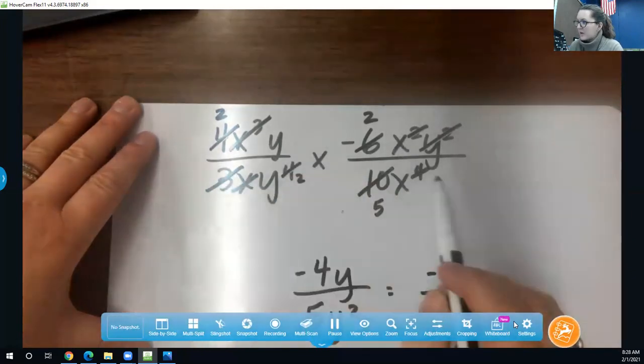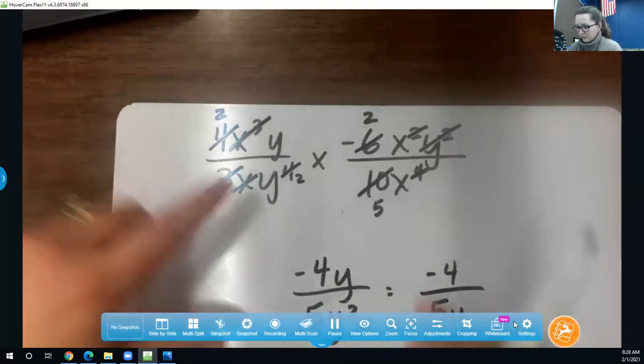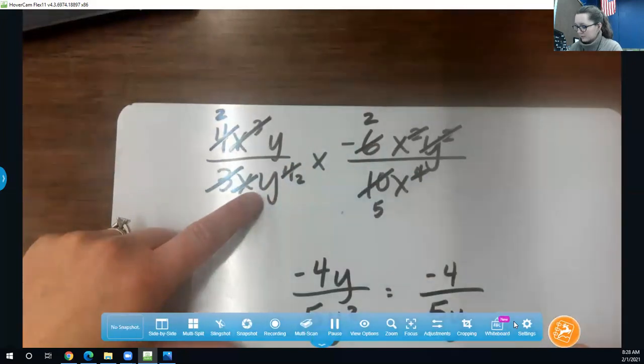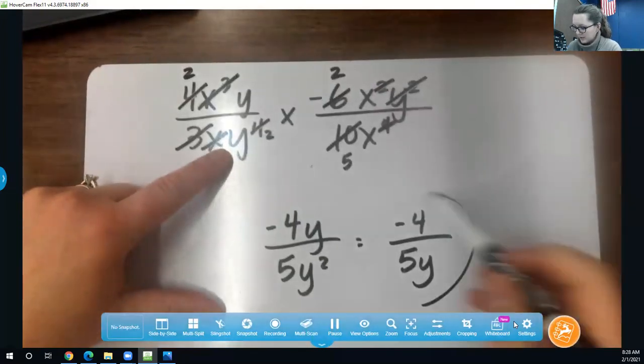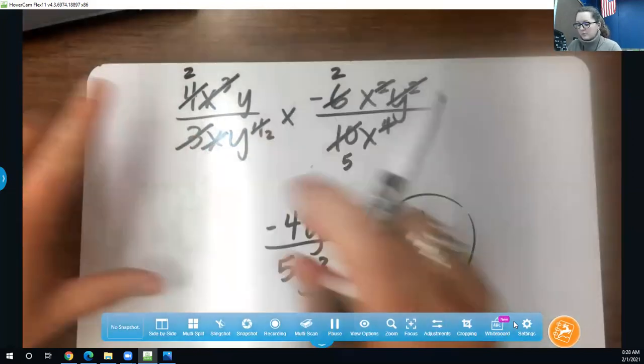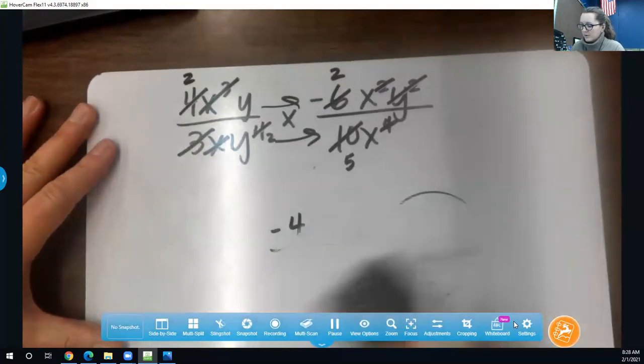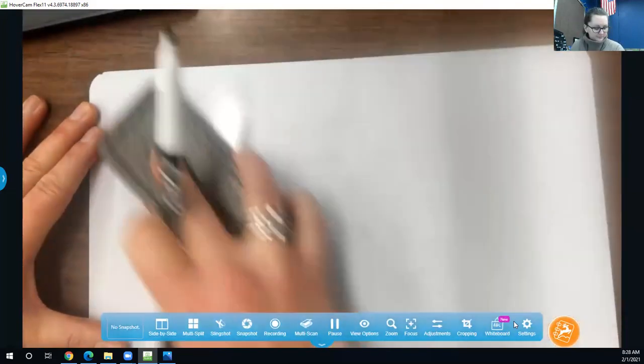So anything on the top can reduce with anything on the bottom, okay? I mean, we could have gone here and reduced those first and then came up with our answer. Either way. I like this. When we get a little bit more messy, you may like this too. Or you can do what we did at the beginning and multiply straight across. Either way works. Up to you.